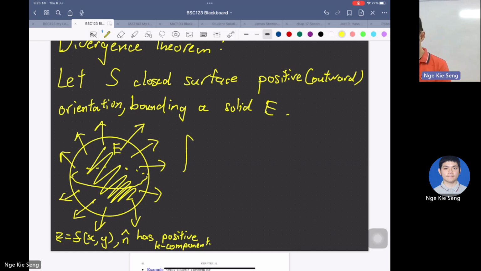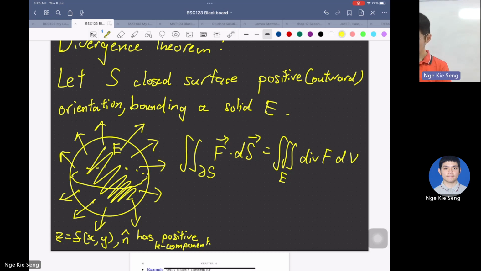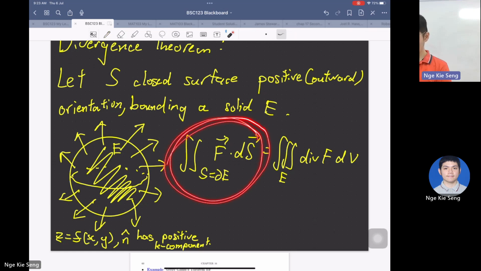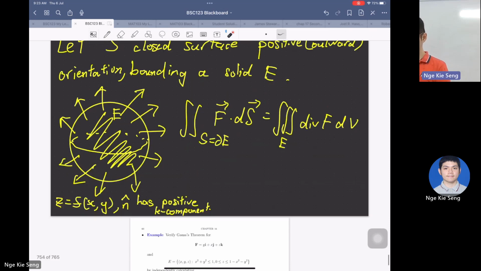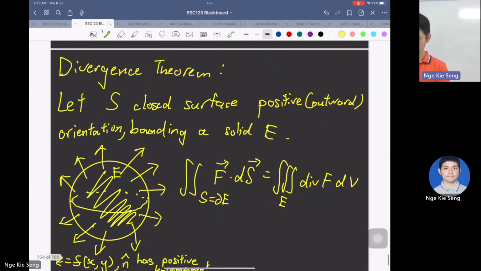So what's the statement here? We need to relate the surface integral to the divergence of F. Here X is the boundary of E. This is the thing you want to look at. This value tells you how divergent your vector field is. I will show you an example. There's another name for the divergence theorem, which is the Gauss theorem.